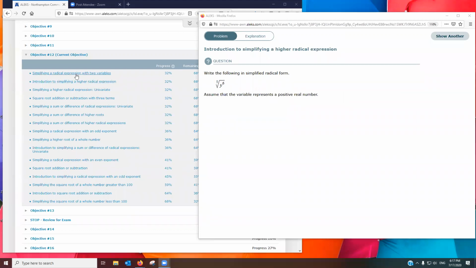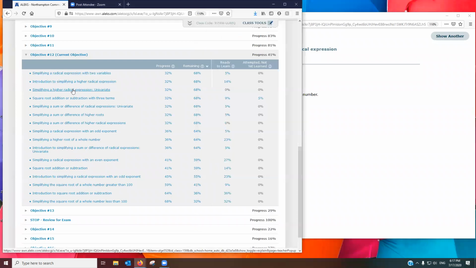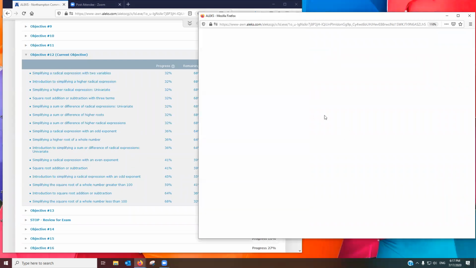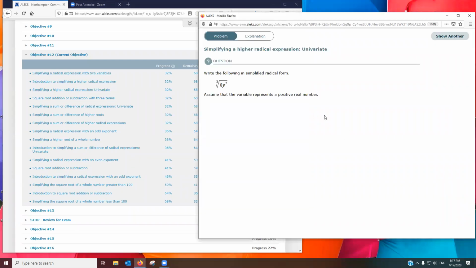Okay, let's see here. Which ones haven't we done yet? Let's do this one. I don't think we did this one yet. Okay, so again, what I'd like to do is break this up into two cube roots. So I'm going to separate this to be the cube root of 8 times the cube root of y to the 7. And I'm going to try to simplify them separately.